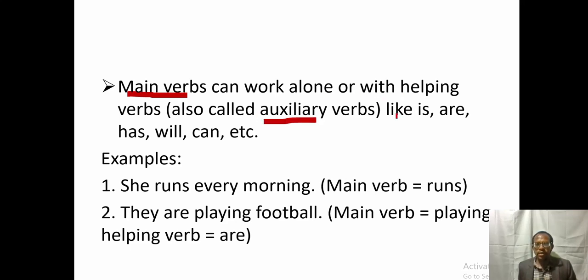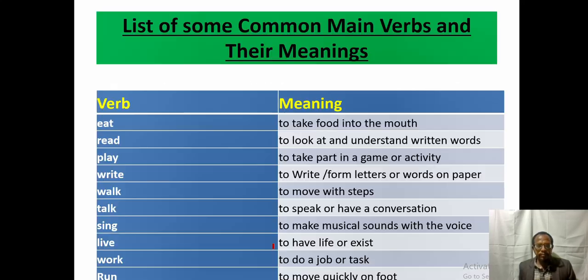So these kinds of verbs are such as is, are, has, will, and can. And examples are just here. Number one, she runs every morning. So the main verb is runs. Okay, number two, they are playing football. So here, this is the helping verb and this is the main verb. So main verb playing, helping verb are.